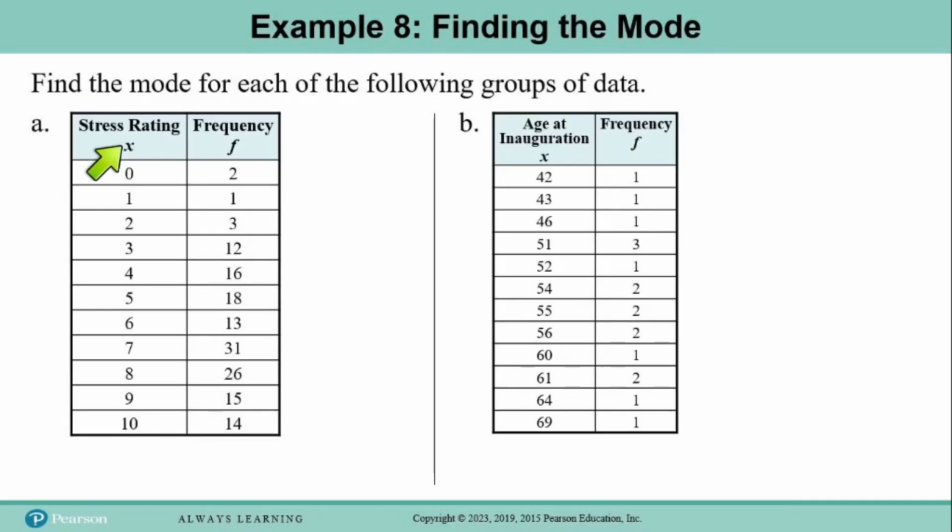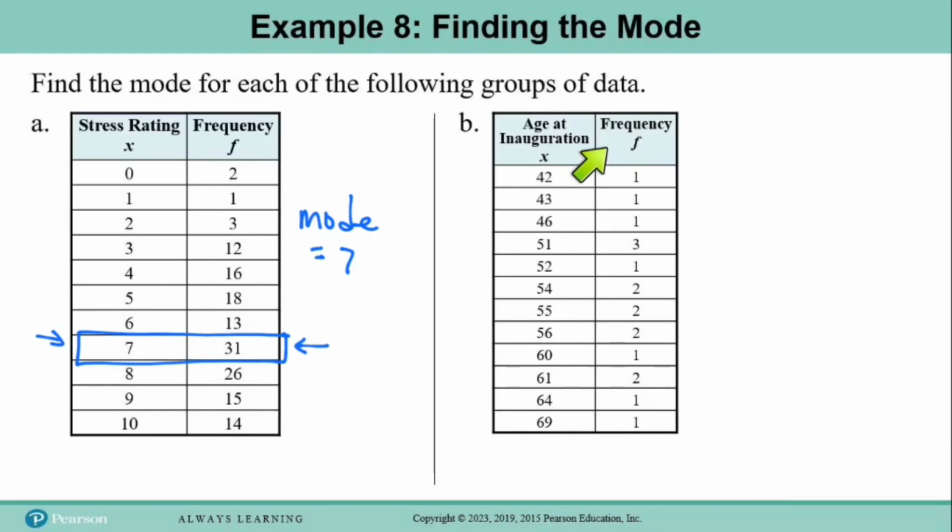So when we think about the mode for this data set, the mode is going to be the data value that occurs with the highest frequency, and that would be the 7, because the 7 occurs 31 times, and no other stress rating occurs that many times. So the mode for this data set in part A is 7.